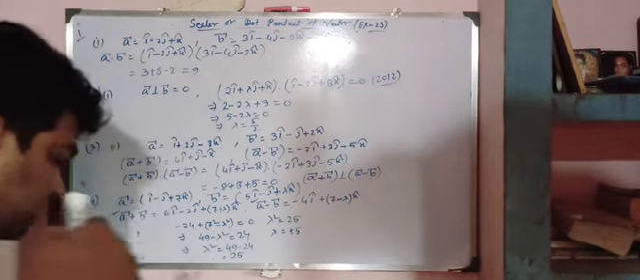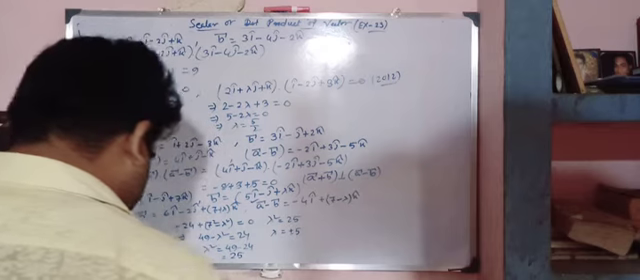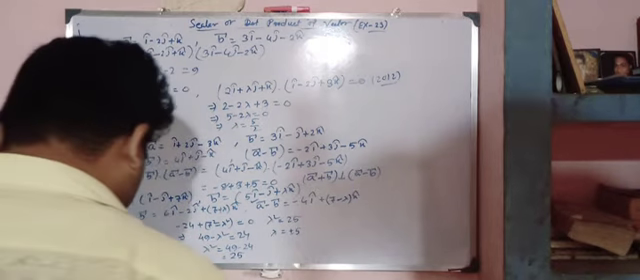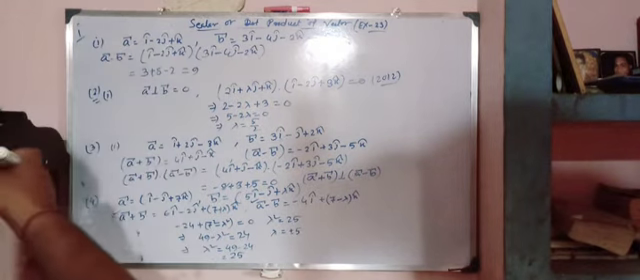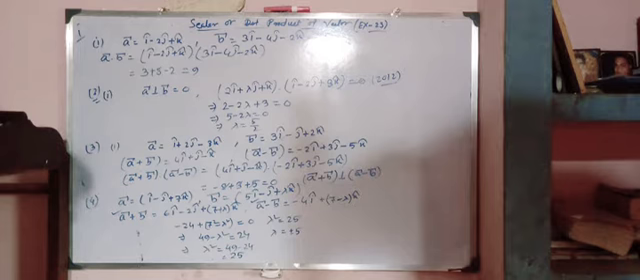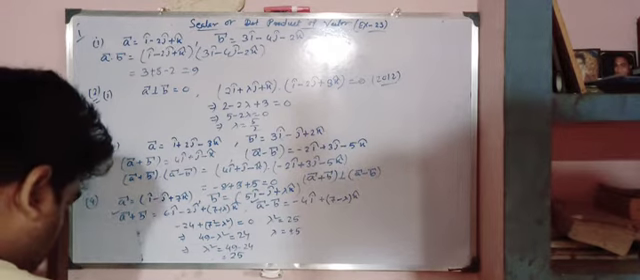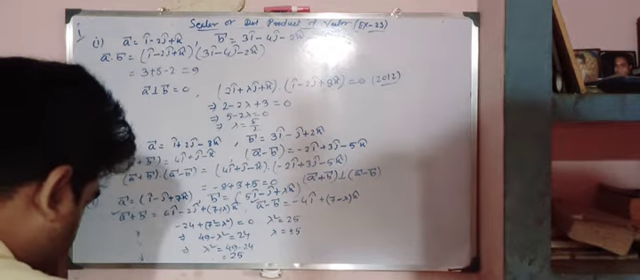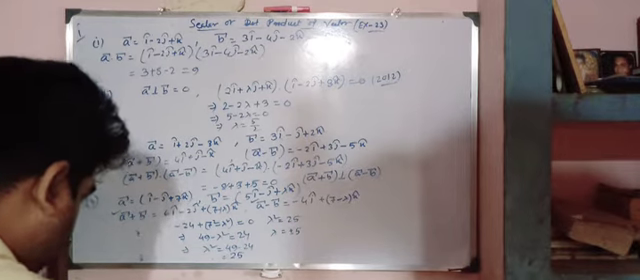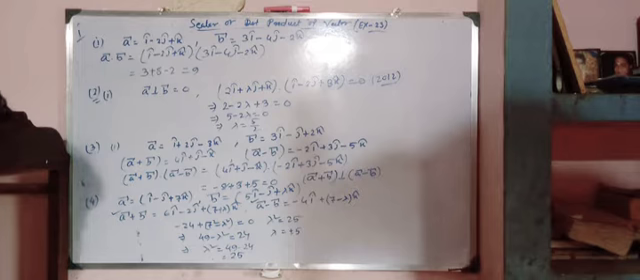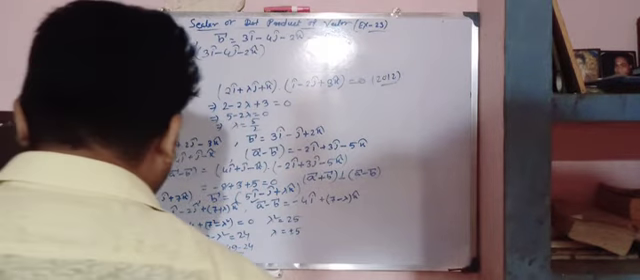Let's move to another question. The question is given here, question number 5. Show that the vectors given are mutually perpendicular unit vectors. Okay, so question number 5.